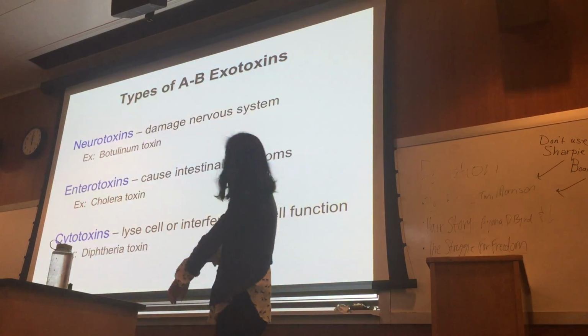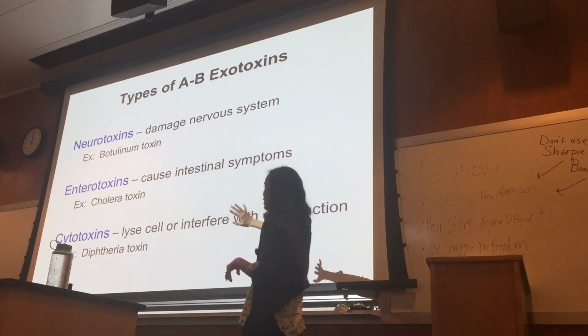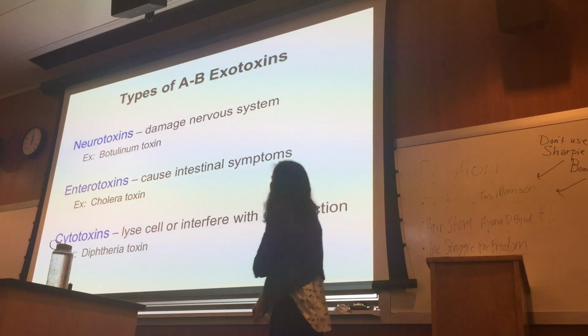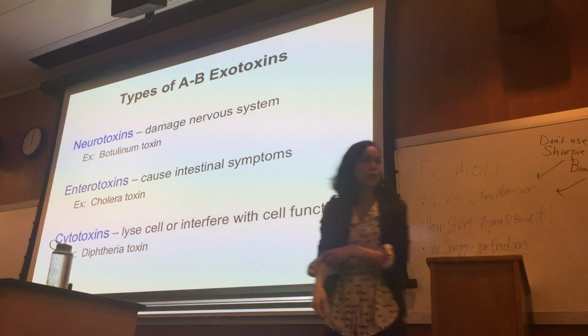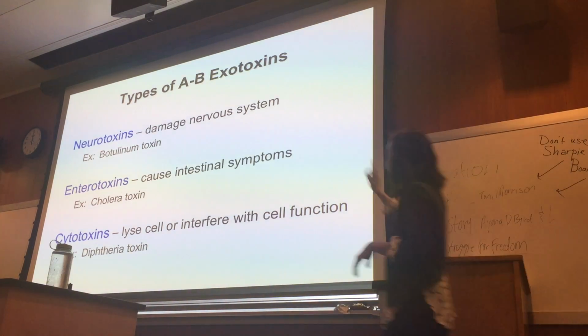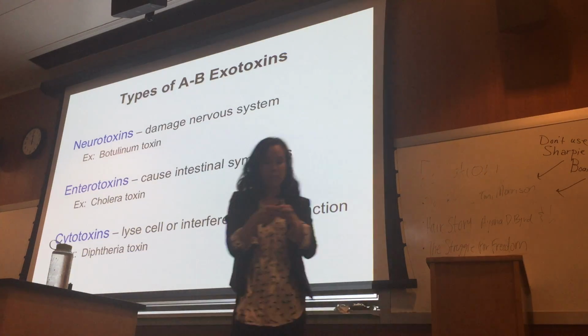Later on in the disease section, we're going to talk about a lot of these toxins in relation to different diseases. So let's mention diphtheria. That'll be our good example. What I did not tell you yet, though, is what the A, B means exactly. The A and the B.